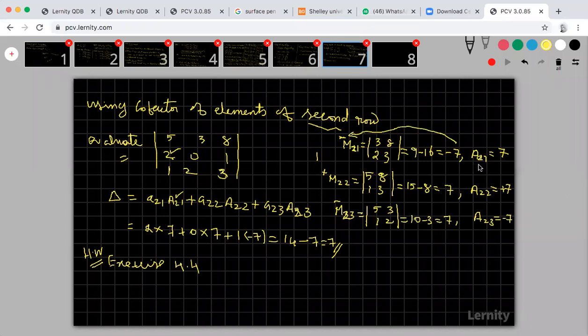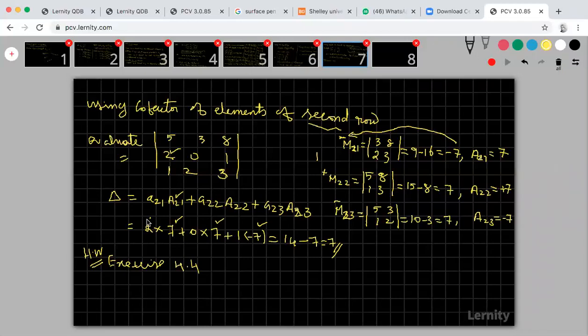Okay, so that is your cofactor. So therefore, my cofactor is: multiply this minus 7 by minus, that means plus, and multiply this by plus, that is plus 7 only. Multiply this by minus, minus 7. So therefore, I'm getting 7, 7, minus 7. So this is 7, this is also 7, this is minus 7.